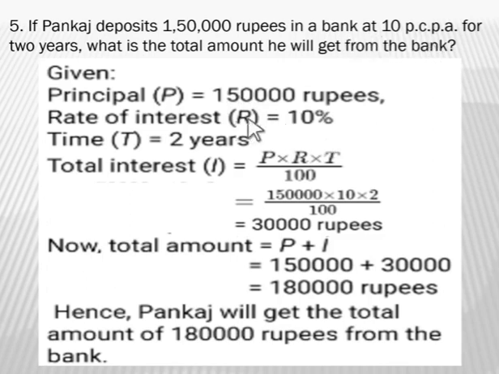Hence, we will write the rate of interest is 10% per annum for 2 years. That is time is 2 years. You have to find total amount he will get from the bank. So for total amount, we know the formula principal plus interest. That is 1,50,000 plus 30,000. That is 1,80,000 rupees. Hence, what amount Pankaj will get? He will get total amount of 1,80,000 rupees from the bank.